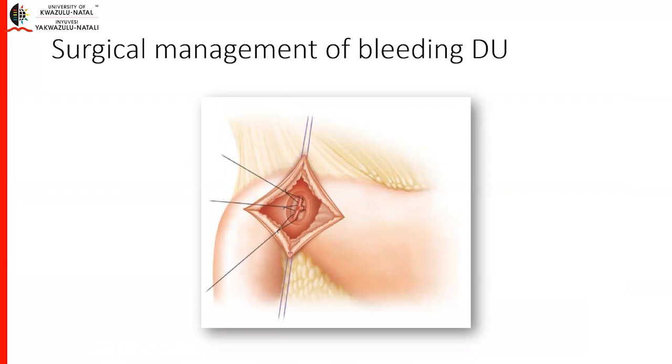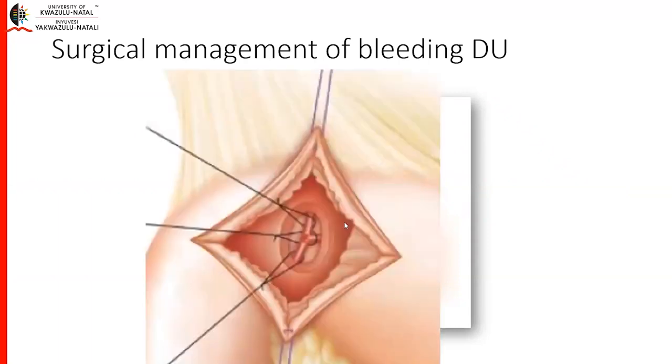And this vessel has a lot of collaterals. And for that reason, it actually needs to be tied off in at least three different points. Right? Otherwise, it will continue to ooze and bleed. I'm just going to expand that image a bit. Right? And so the surgeon has to put a stitch above, a stitch below, and usually a stitch to the right, which is towards the gastric side of the ulcer. Right? So the ulcer base can be managed by open surgery.